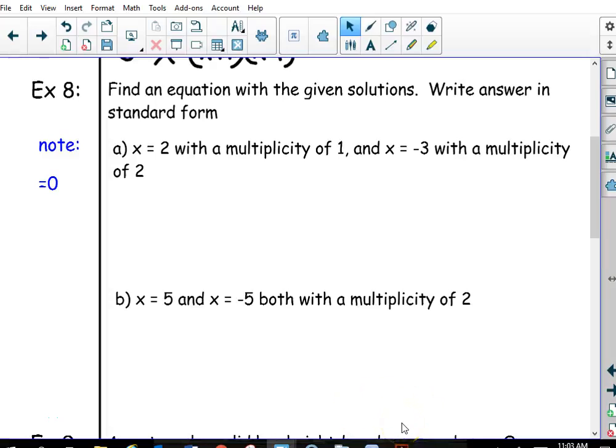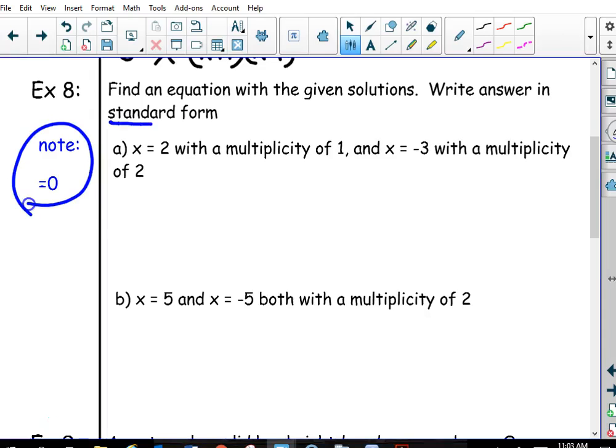Okay, example 8. We want to find an equation with the given solutions, right? Answer in standard form. Now, I left a little note for myself because it took me multiple tries in XYZ to put this in correctly. So they really do mean standard form. We've got to do some multiplying. And I just merely wrote the factors.